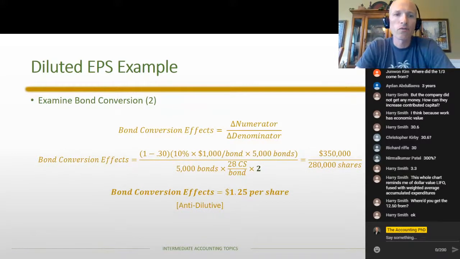We have a similar calculation for the second bond conversion. Again, we have the after-tax effect in the numerator and then the conversion effect in the denominator, of course making the split adjustment. In this case, you can see that the after-tax interest expense is $350,000, and the denominator is an increase to common shares outstanding of 280,000. In this case, the effect is $1.25. Now that $1.25 is greater than $1.05, which means that this conversion is actually anti-dilutive. Since it's anti-dilutive, we would ignore this conversion, so it would not be included in our diluted earnings per share calculation.